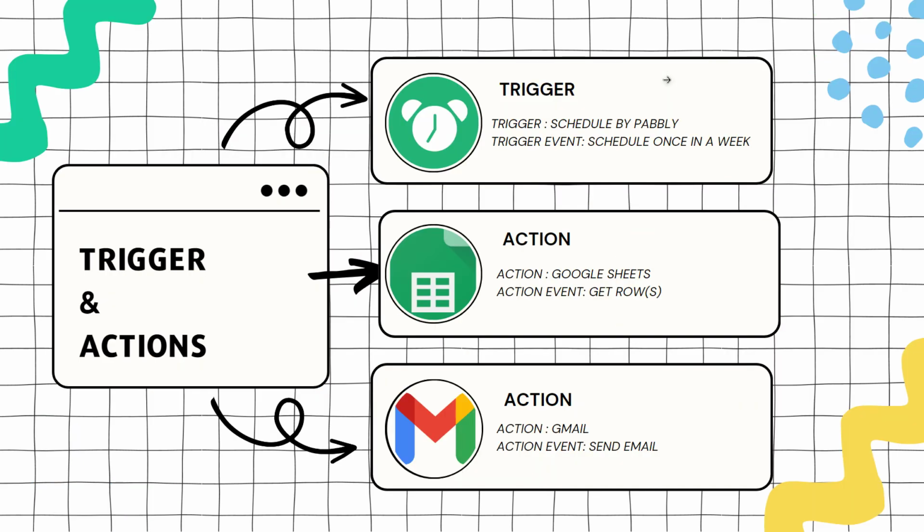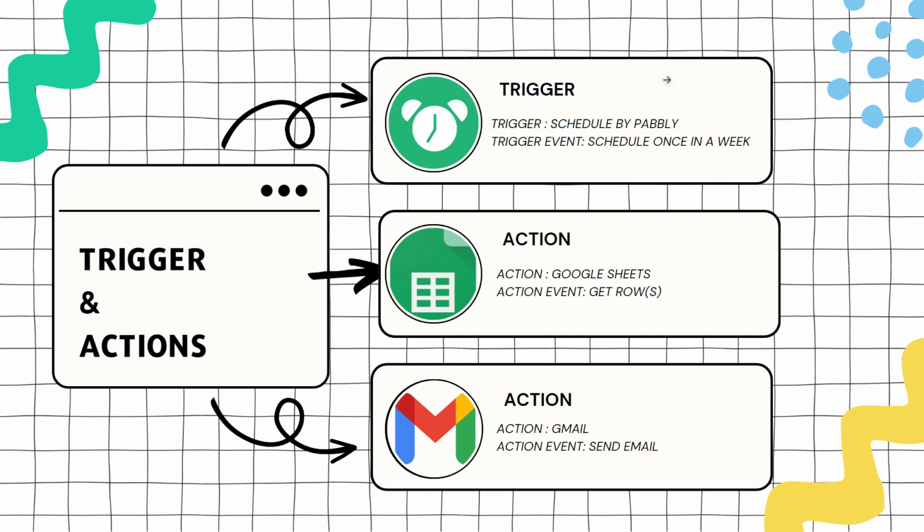Trigger and action are the two most important principles or concepts of Pabbly Connect on which this entire automation and integration will depend. Trigger says when this happens, action says do this. In a workflow, you can only have one trigger but multiple action applications. So here, to completely automate this entire process, our trigger application will be Schedule by Pabbly and our action applications will be Google Sheets and Gmail.